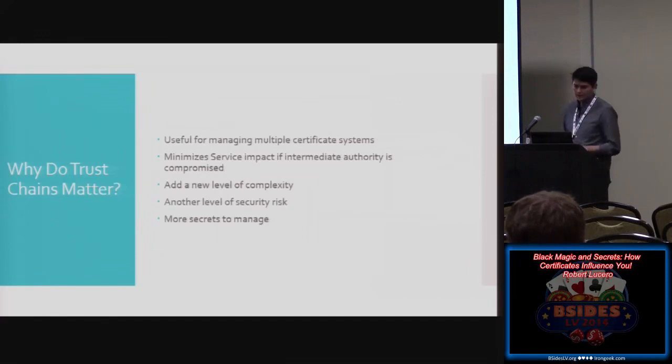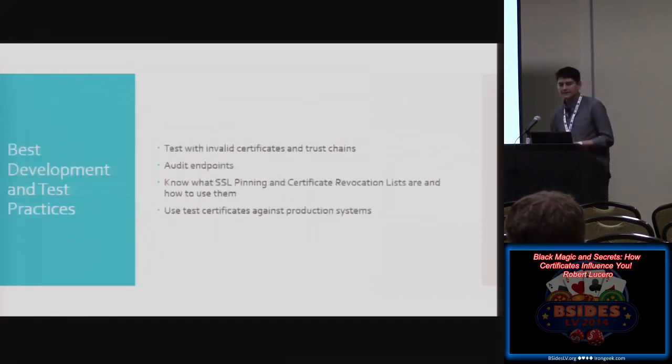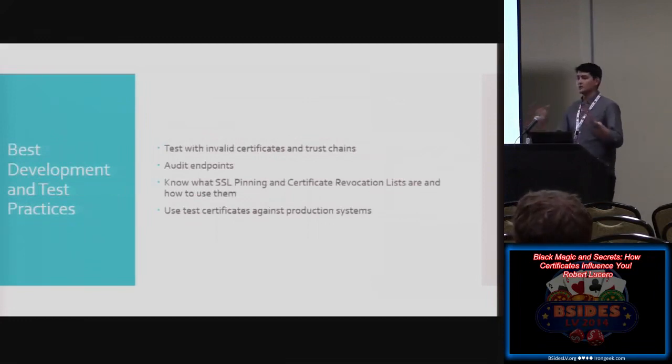So let's jump into the last part of it. The idea, the best development and test practices: test, and test with broken things. That's really what it comes down to. Test with an expired certificate, test with a self-signed certificate. Basically find ways to test your systems if you're doing your own development, using broken certificates to identify issues. And the idea is if you know that you broke something in the certificate, but the system still works, something's wrong.